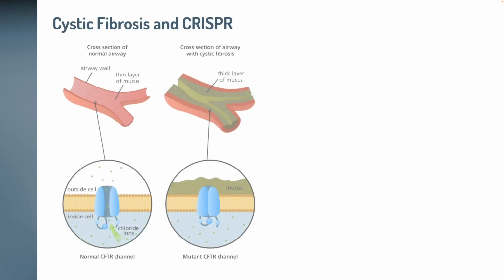Here on the left is a diagram that describes how the water and chloride ions normally function within the CFTR channel versus how they function in someone with cystic fibrosis. In the diagram, you can see that there's a buildup of mucus in an individual with cystic fibrosis. By using gene editing, CRISPR can help to stop the buildup of thick mucus. CRISPR can change the DNA sequences that encode for the mutated CFTR gene and can replace it with the correct version of it.